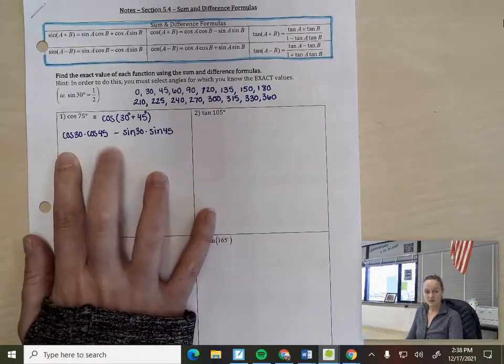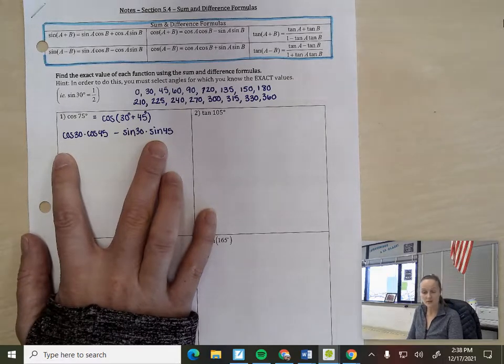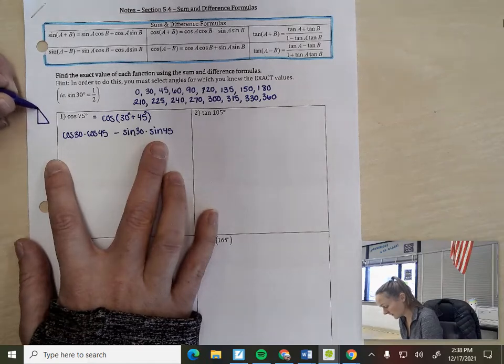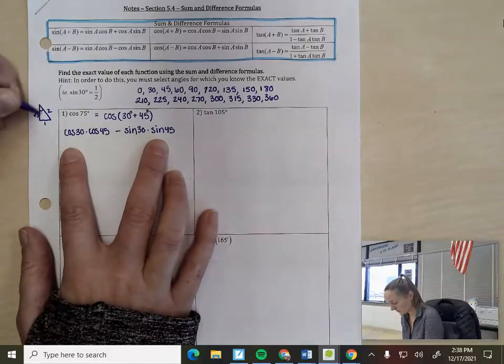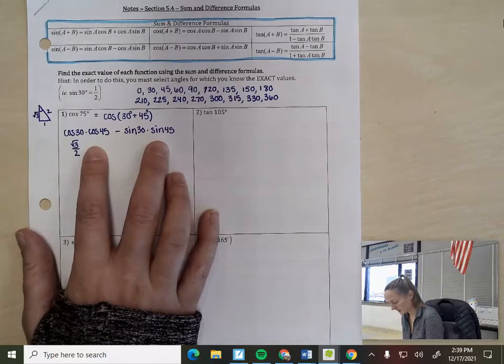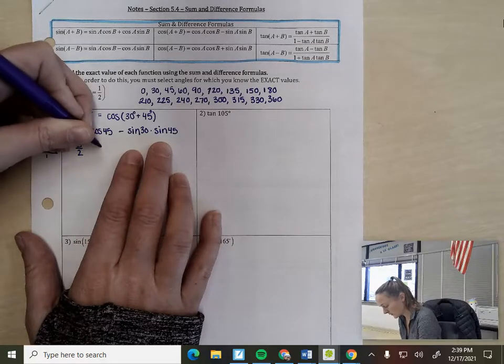So now cosine of 30, cosine of 45, sine of 30, and sine of 45, we need to know based on our triangles or our unit circle. So 30, 60, 90, if I have the 30 degree angle, I've got 1, 2, 3, I always do that, 1, root 3, and 2. Cosine of 30 would be root 3 over 2. Cosine of 45 comes from 45, 45, 90. So that would be 1 over root 2.